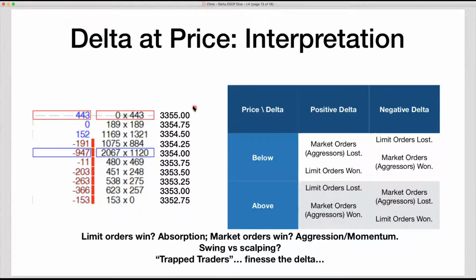So understand the difference between seeing who is in control based upon reading the delta at price and where we are trading relative to the delta at price, and you can start to read the whole story of what's going on. So with this idea of reading the story, let's take this a little bit further.